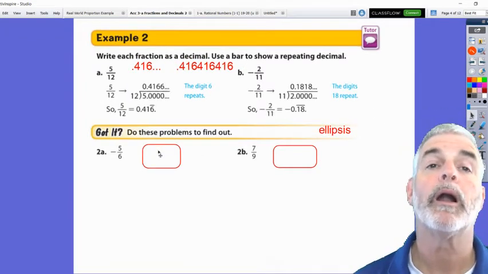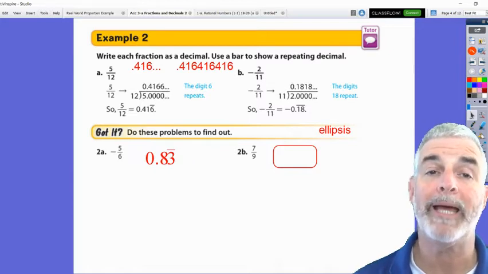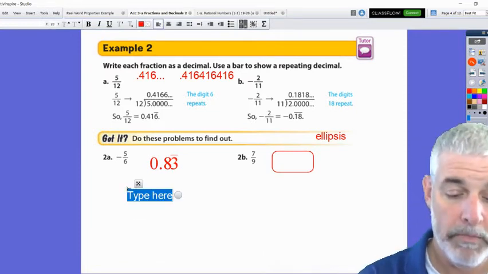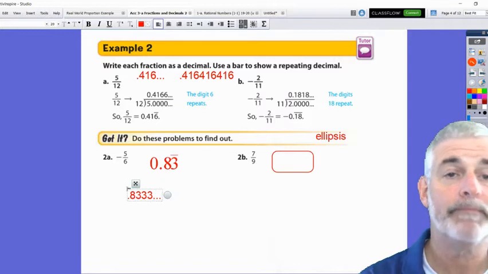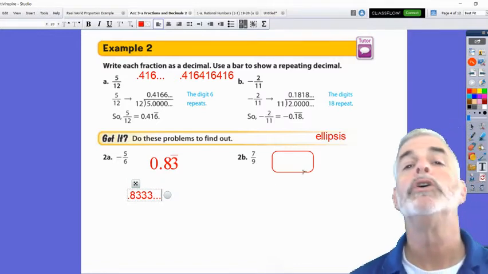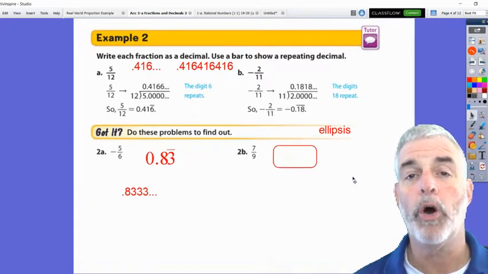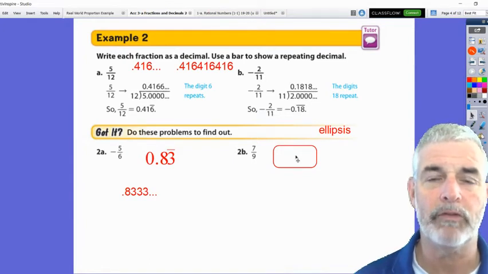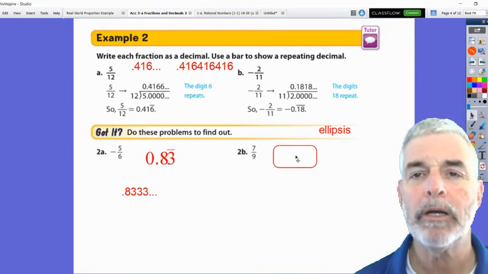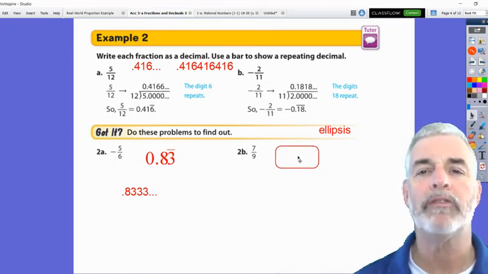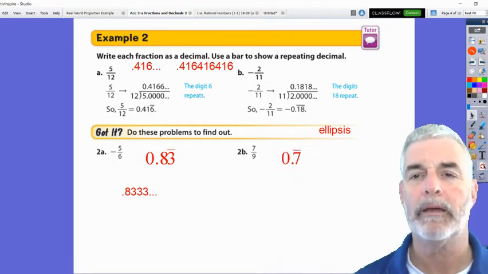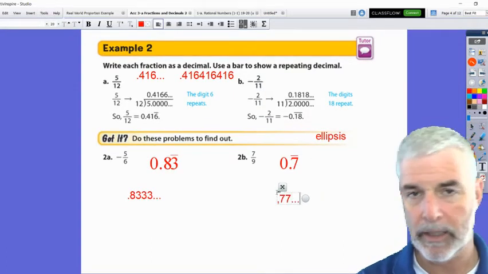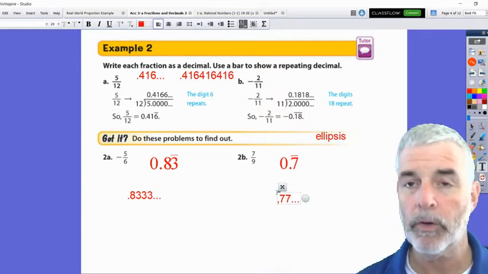Negative 5/6. And that would be 0.83 repeating. Or with an ellipsis, you would write 0.8333..., okay, that tells you it's the 3 that's repeating. 7/9. Some of you might know the trick for converting fractions of ninths into decimals. It's a very clear pattern, which we will talk about here in a second. 7/9 is 0.7 repeating, or without a repeating bar, 0.77..., like that. Okay.